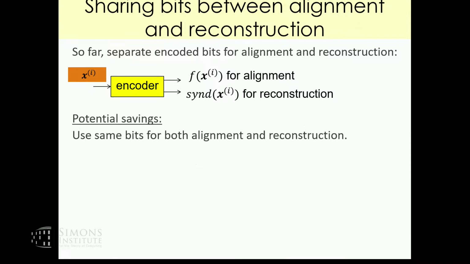Okay, so after we talked about alignment, let's go back to the reconstruction. And now we probably observed that we took the encoder and split it into 2. One part we only use for alignment, and the other part we use for reconstruction. And the question is, can we maybe reuse some of this information to use in both alignment and reconstruction? And the potential savings is clear, it's a rate. So let's see that we can actually do it.